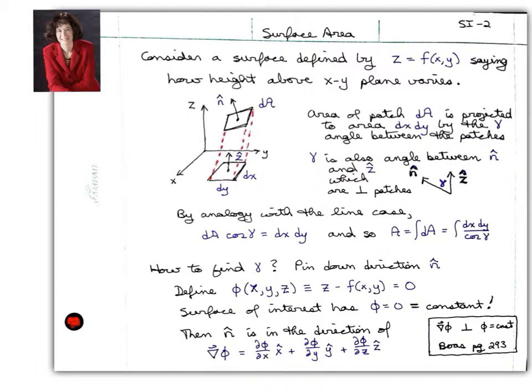So that means we know that the direction n hat, since it's perpendicular to the surface, is precisely in the direction of the gradient of phi. That is, it's in the direction d phi by dx x hat plus d phi by dy y hat plus d phi by dz z hat. Knowing that, as we'll see on the next page, we can actually calculate cosine gamma and do our area integral.